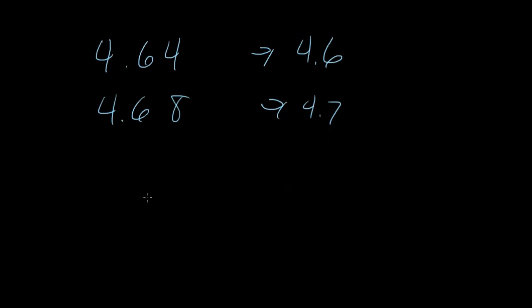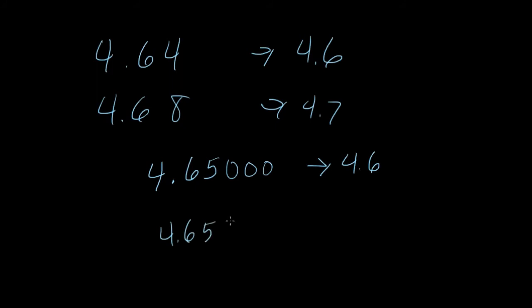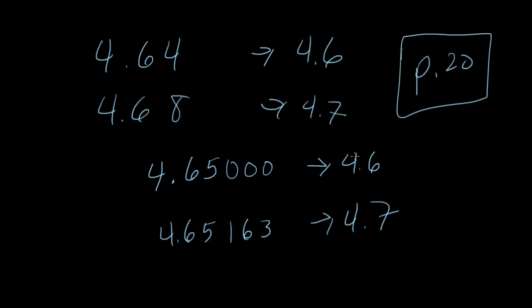Anything greater than 5 goes up. Awesome. The problem is, in science, if we have exactly 4.65 or 4.65 with a bunch of zeros, we are going to round that to 4.6. However, if there was anything non-zero over here, if we had 4.65163, we would round to 4.7. And that's the convention. And the explanation for this is on page 20, if you want to read it for yourself.